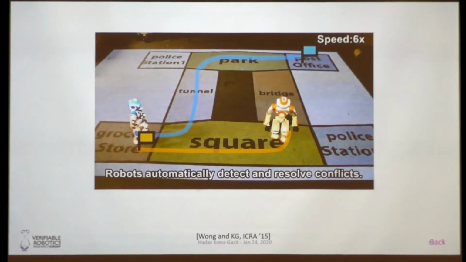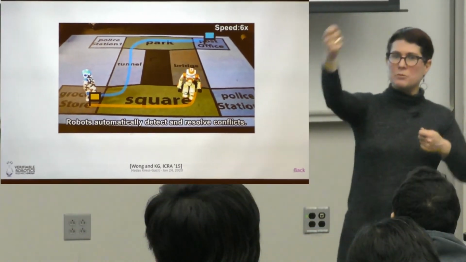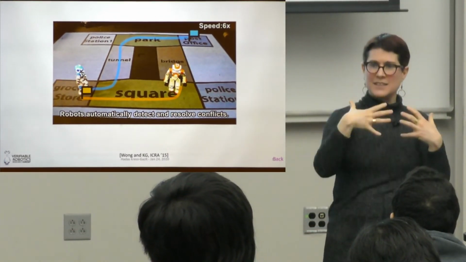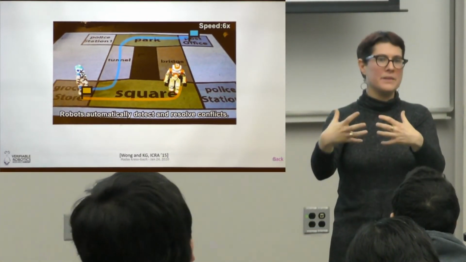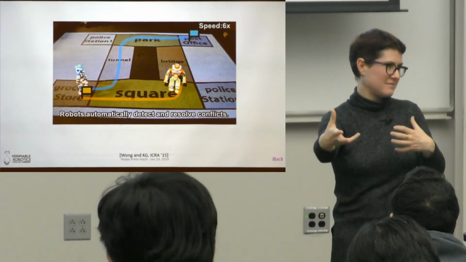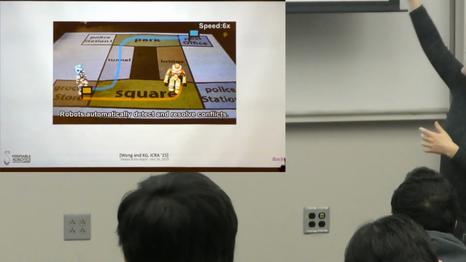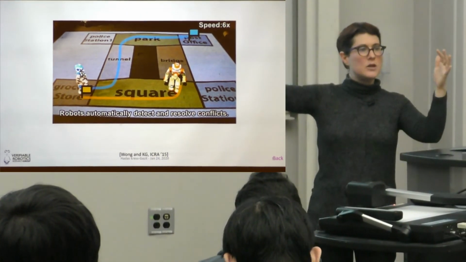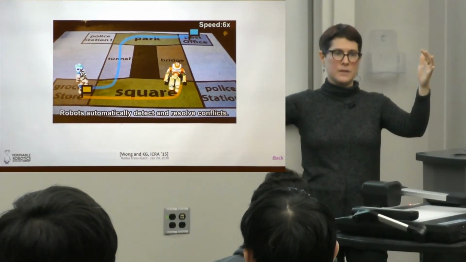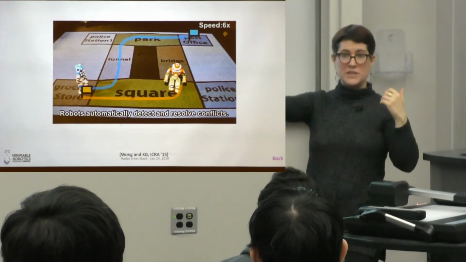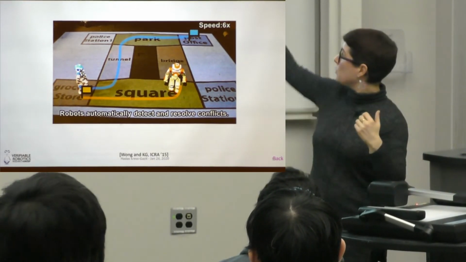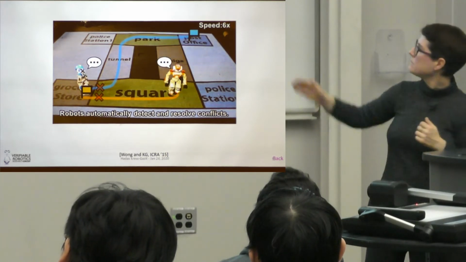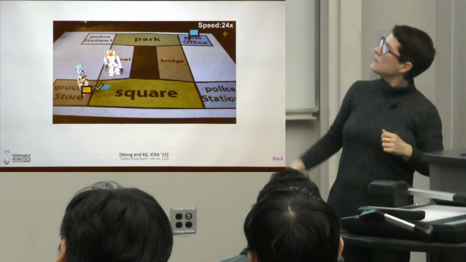Figuring out what assumptions are violated, I can automatically ask the other robot to take the assumptions I'm making about them and incorporate that into their specification. Very simple task. Blue wants to go to the blue flag, orange wants to go to the orange flag. They're not allowed to be in the same region at the same time. Each robot is assuming the other one is going to be out of their way. They're running, and now they see there's a conflict.